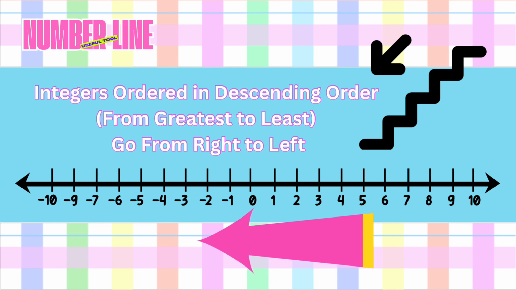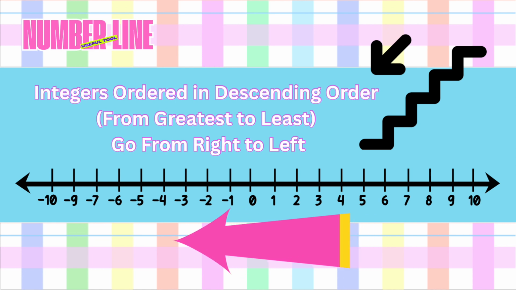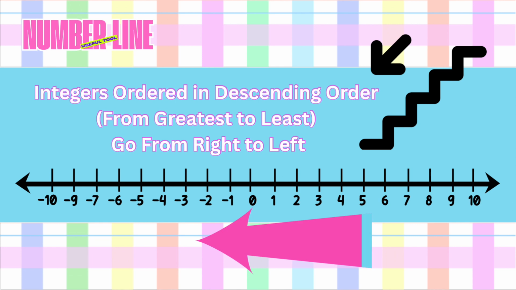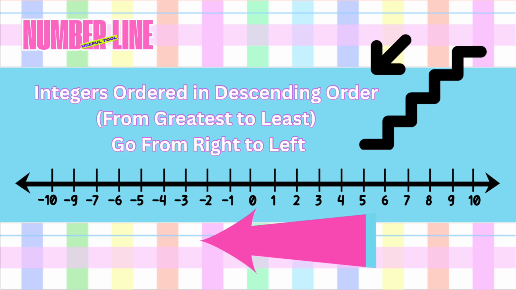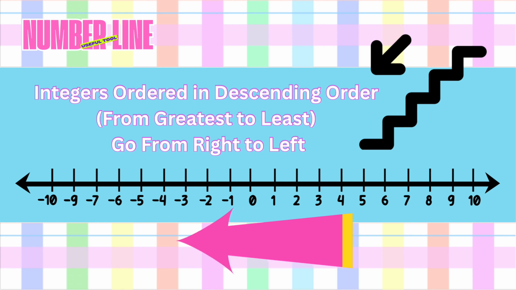When we order integers in descending order, we're arranging them from greatest to least. This is like walking down a flight of stairs instead of climbing up. When ordering in descending order on a number line, you move from right to left, starting with the biggest number and ending with the smallest.